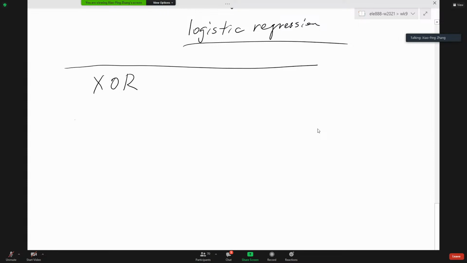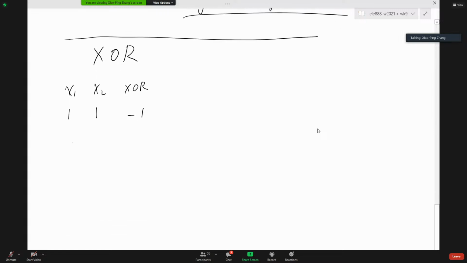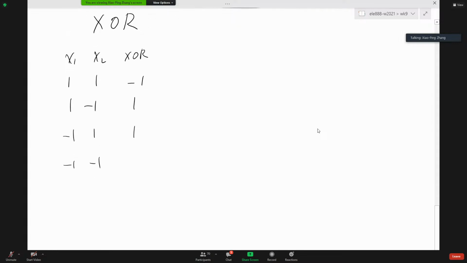XOR basically, let's say the table is like this: X1, X2. If it's 1, 1, if it's the same, it's 0. Or let's use -1 to represent 0. It's binary. If they're different, you get 1. If they're the same, you get -1. So assuming this is omega 1 and this is omega 2, it's a simple two-class classification problem.